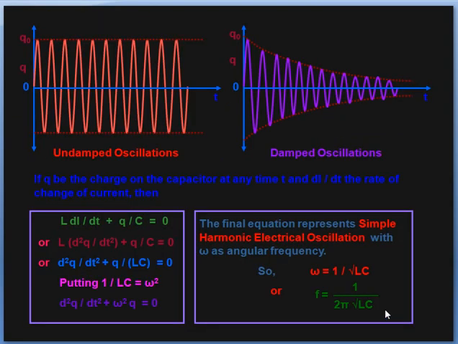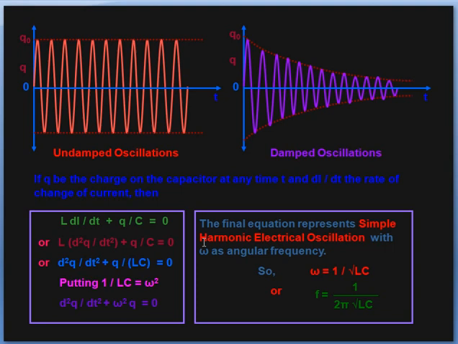See, this is undamped oscillation. This is damped oscillation. In case of damped oscillation, the amplitude of the wave is continuously decreasing. What does it mean? Its power is decreasing, and after some time the wave vanishes, the wave is finished. The energy of the wave becomes zero.